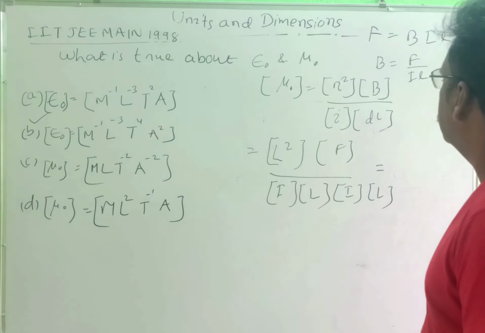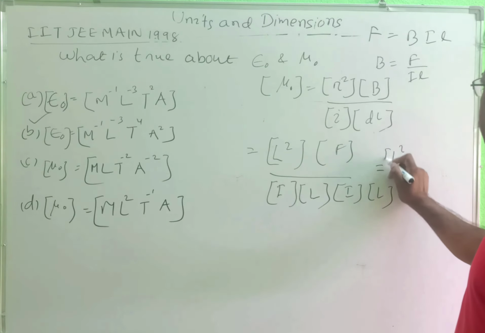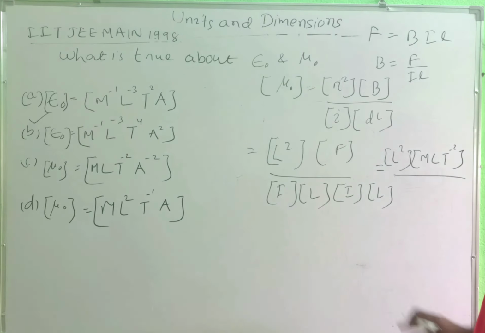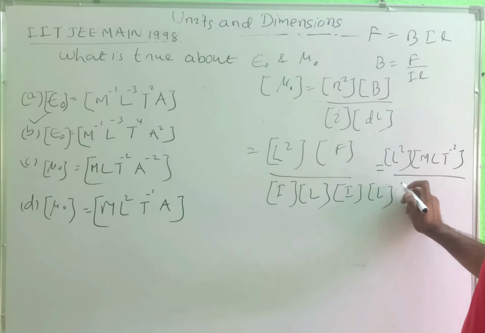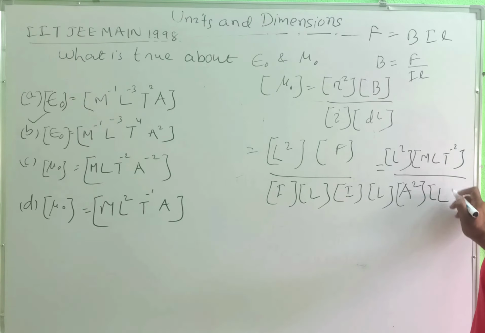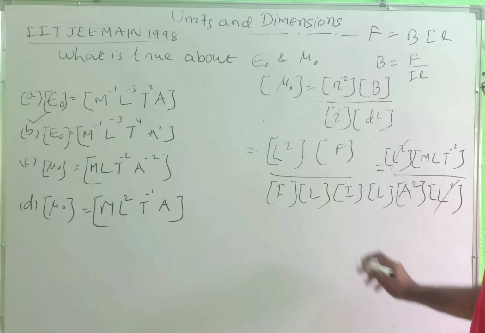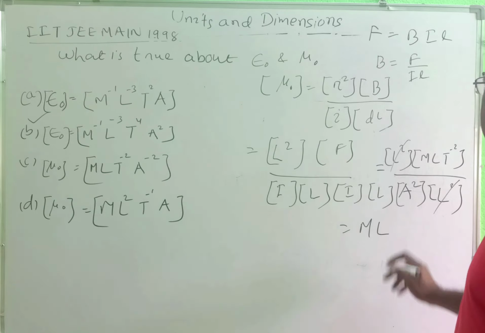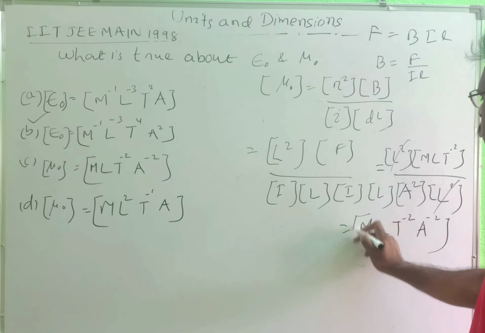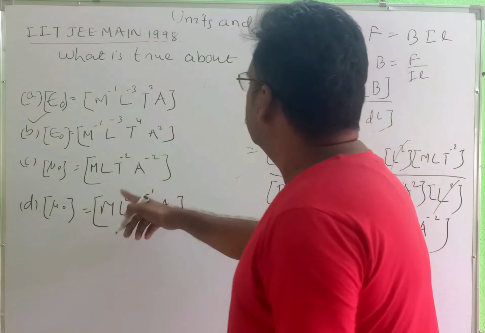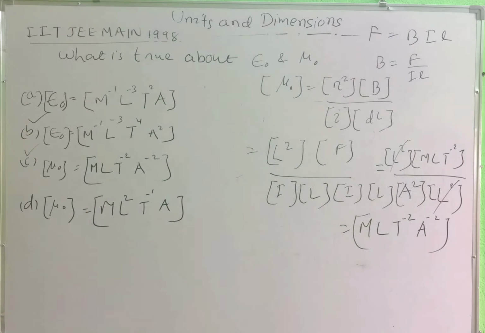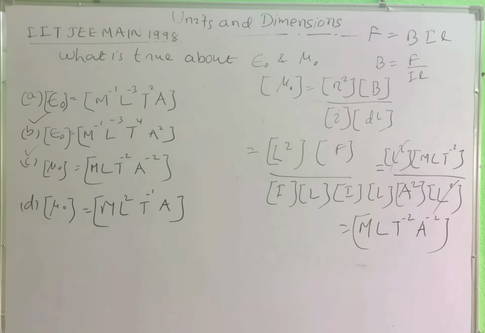Okay, student. Then this is L square into MLT minus 2, which is the dimensional formula of force, divided by current, so this is A square, and this is L, this becomes L square cancels out, student, and the dimensional formula of mu 0 comes out to be MLT minus 2, A to the power minus 2. Where is it? MLT minus 2, A to the power minus 2. So option C is correct. So students, option B and C are correct for epsilon 0 and mu 0.